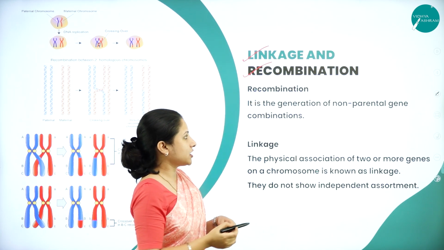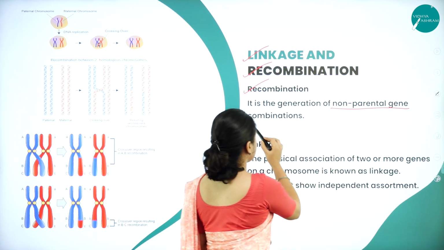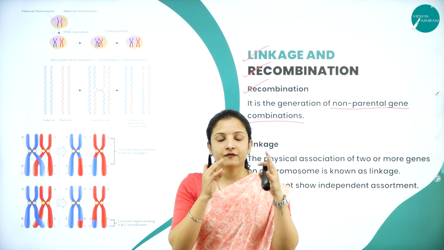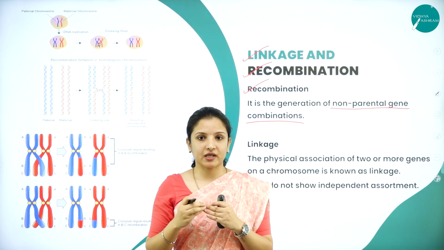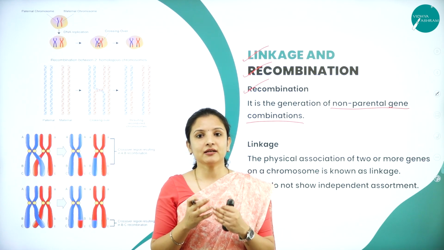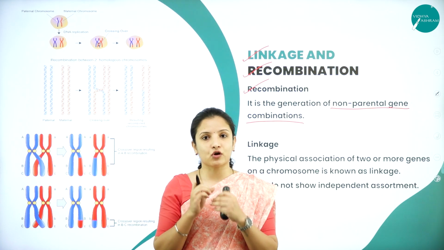Recombination is the generation of non-parental gene combination. It means the gene does not come from the parent, but in spite of that, the offspring has inherited the gene. How did the offspring inherit the gene? It is because of crossing over.